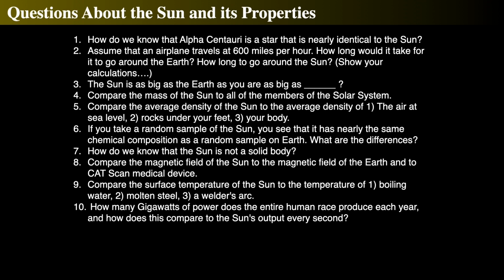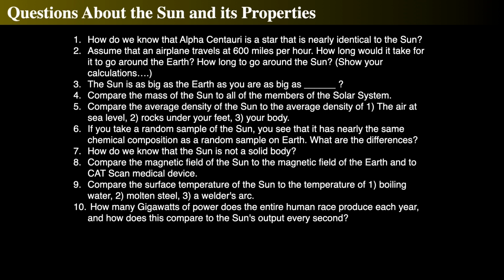And if the sun is as big as the Earth, as you are as big as something, this is a compare and contrast. Big might mean volume, big might mean height or width or diameter. So if you think of the sun as you are the sun, what would be something as small as the Earth compared to you if you were the sun?